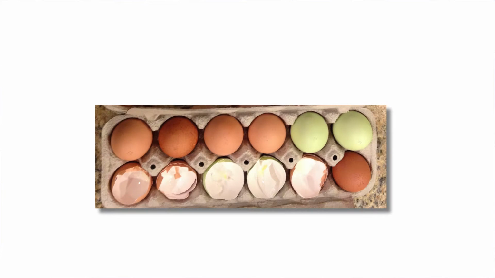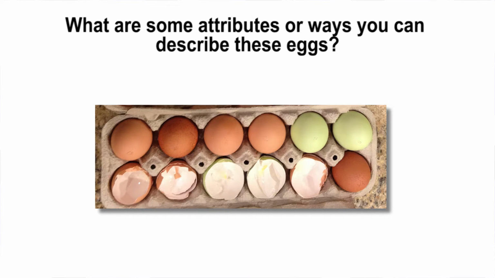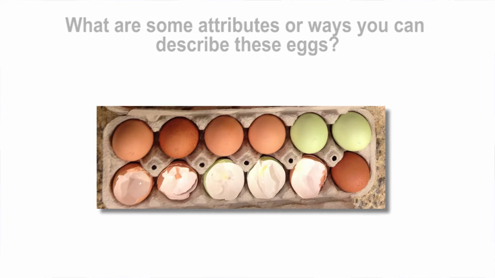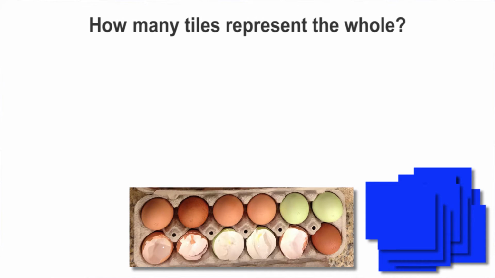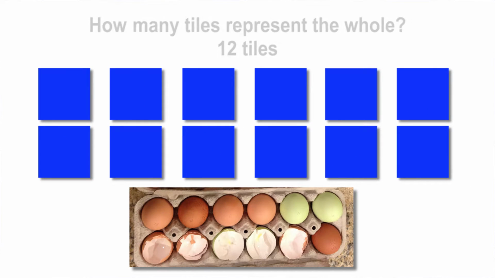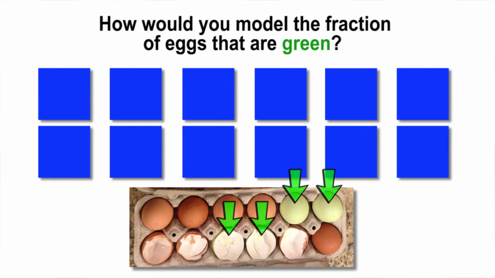Let's take a look at this carton of eggs. What are some attributes or ways you can describe these eggs? It looks like some are broken and some are not, and some have brown shells and some have green shells. Let's create a model with our tiles to represent the eggs in the carton. How many tiles represent the whole? It looks like the carton holds 12 eggs, so we need 12 tiles. How would you model the fraction of eggs that are green?